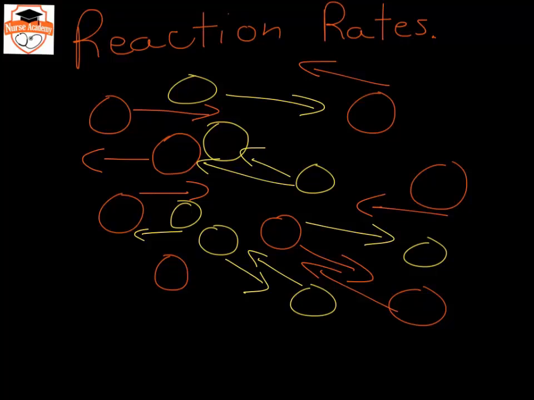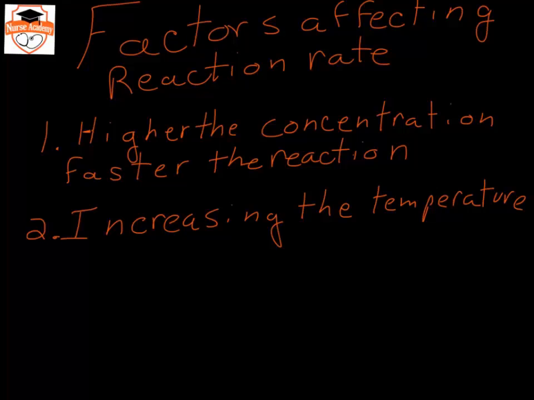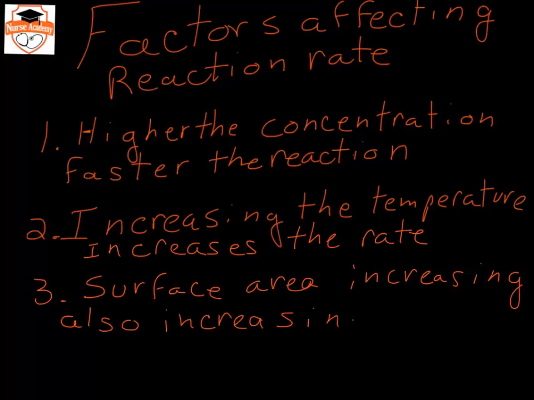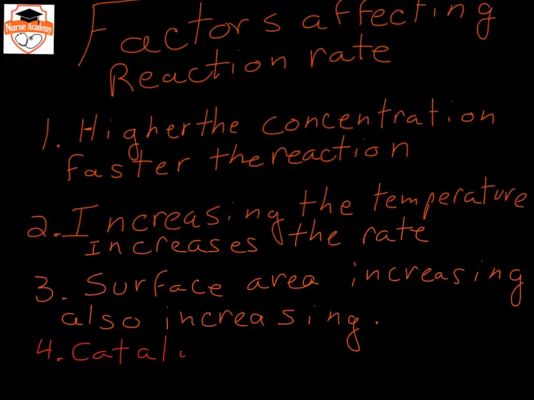So another thing that's going to affect your reaction rate is going to be surface area. So increasing the temperature increases the rate, and also surface area increasing also increases the rate. Now, what does surface area have to do with this? The final thing that affects the rate of a reaction is called a catalyst. And a catalyst will also increase rate.